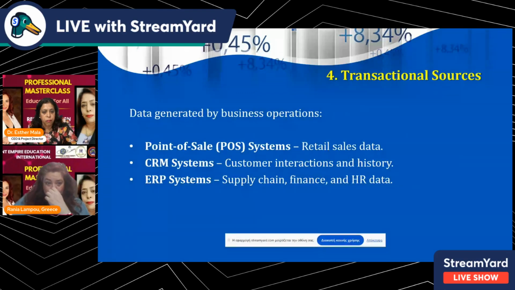The transactional sources, data generated by business operations, point of sale systems, CRM systems. So, for example, here, customer interactions and history. If we want to give an example, the ERP systems, for example, supply chain, finance, human resource data.